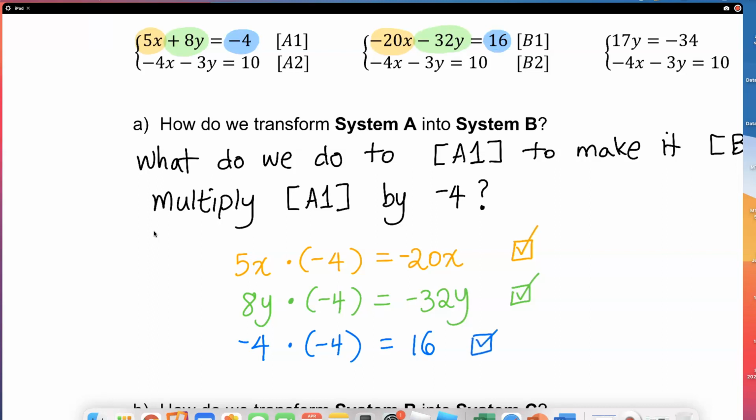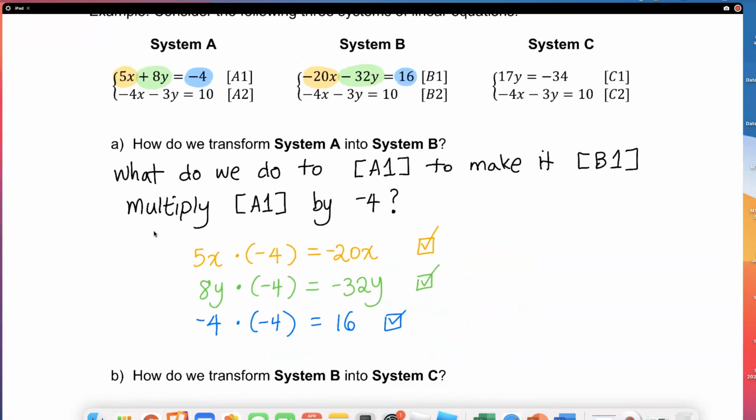The rule is to multiply A1 by negative 4, and that is what we're going to call B1. So let me go ahead and just tell them the rule. Here's what happened. Do negative 4 times A1 and call that B1, okay? So that is how you can check your work and come up with the rule for part A.